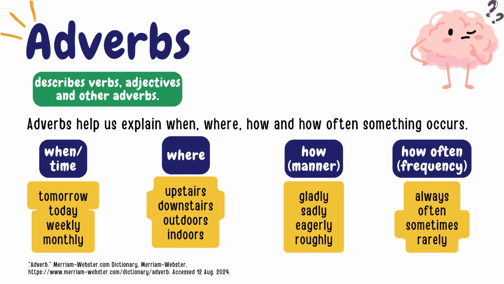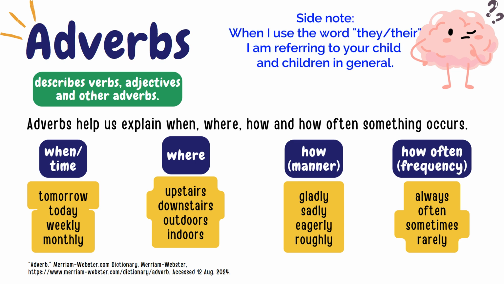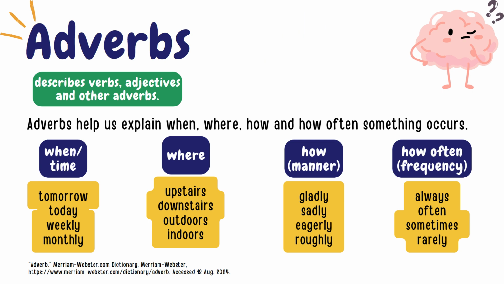And then how often. You would use an adverb such as always, often, sometimes, rarely to describe the frequency, or how often something happens in a particular story or in regards to a particular subject. So these are some common adverbs. The list of adverbs goes on and on in the hundreds. I just wanted to give an overall understanding of what adverbs mean, how they may come across them in their reading, and how they would use them in their writing.